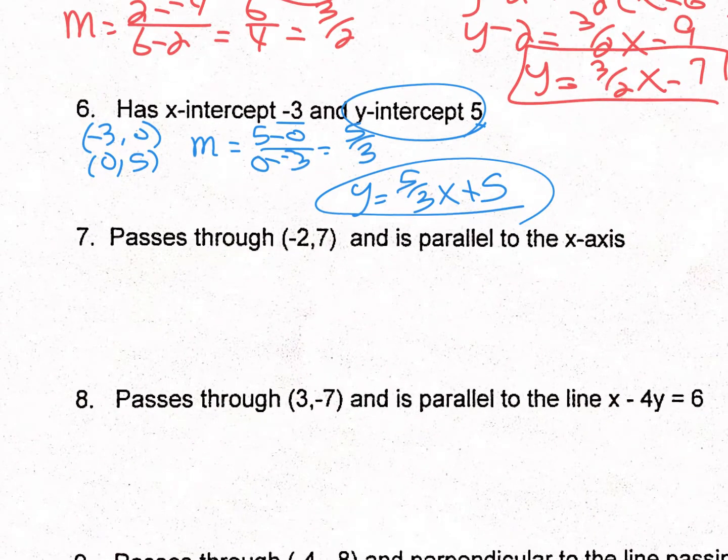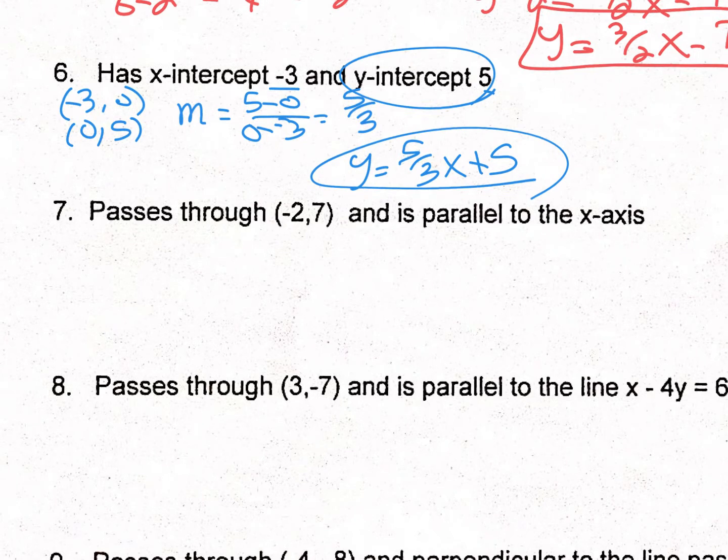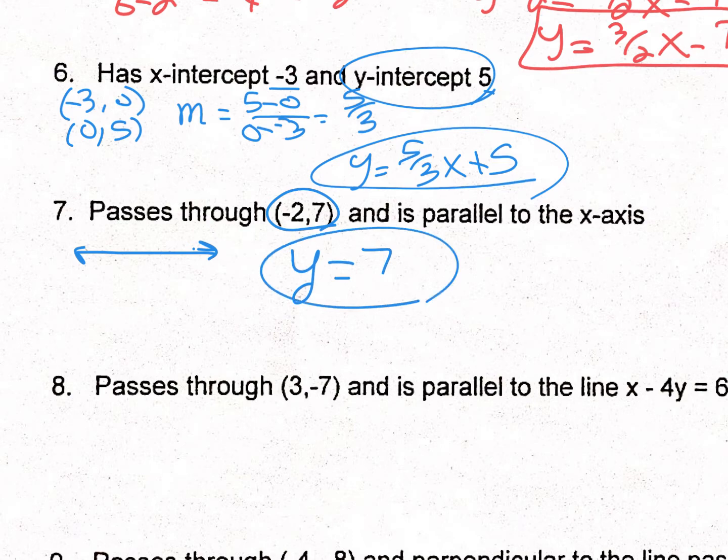Number 7. Passes through -2, 7, and it's parallel to the x-axis. Okay, now, if it's parallel to the x-axis, that means it's horizontal. If it's a horizontal line, it's y equals, no x whatsoever. Slope is 0. So if it's going to pass through -2, 7, it's got to be y equals 7, and that's it. That's all you got to do. If it said parallel to the y-axis, it would have been x equals -2.